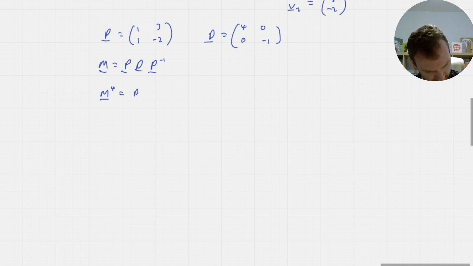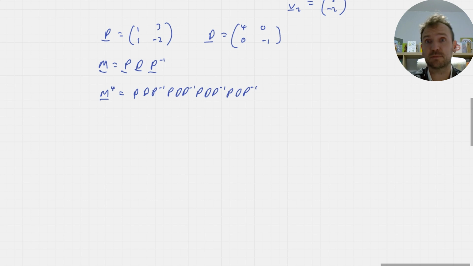So if we do this, it's P times D times P inverse, times P times D times P inverse, times P times D times P inverse, and times P times D times P inverse. I've not written brackets here because matrix multiplication is associative. It doesn't matter where you put the brackets, and for that reason, we can do the multiplication in any order. Let's look at what we've got here then. This P inverse times P is just going to be the identity matrix. Same again, P inverse times P and P inverse times P. So they're all going to disappear.